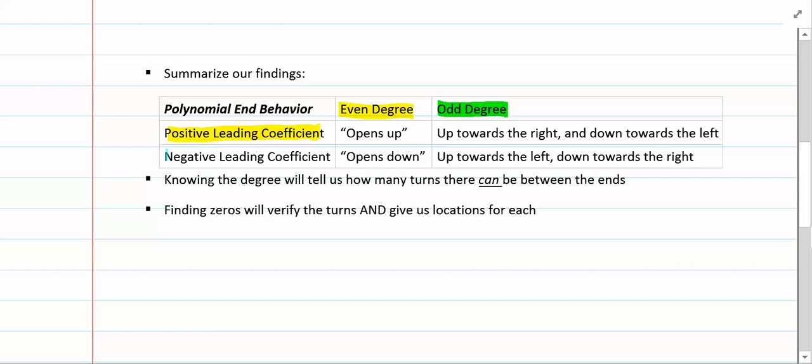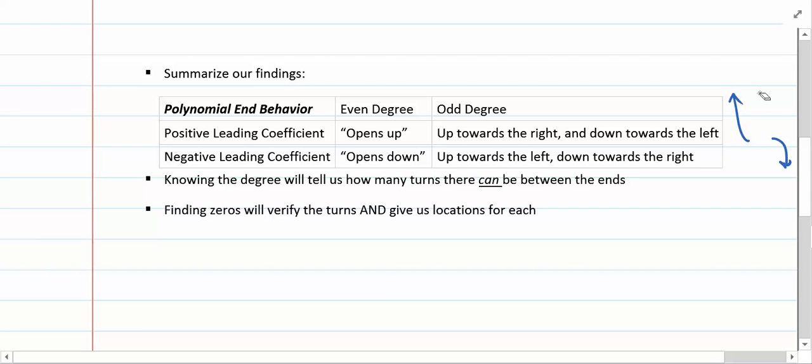When it comes to a negative leading coefficient and an even degree, the polynomial will open down. So those open downward like this when we had a negative leading coefficient and an even degree. And lastly, when we had a negative leading coefficient but an odd degree, that's where the function moved up towards the left and down towards the right. So the end of that function looked something like this. The ends of each of those functions looked something like that.